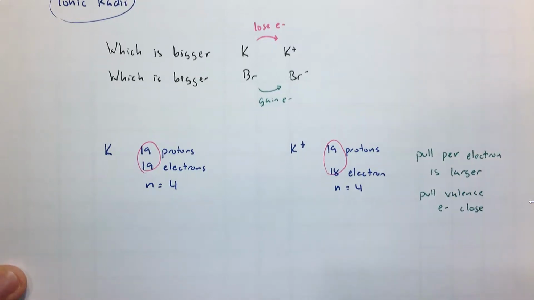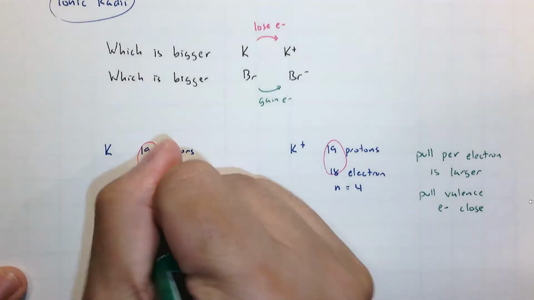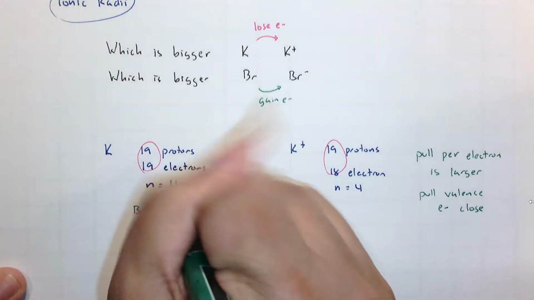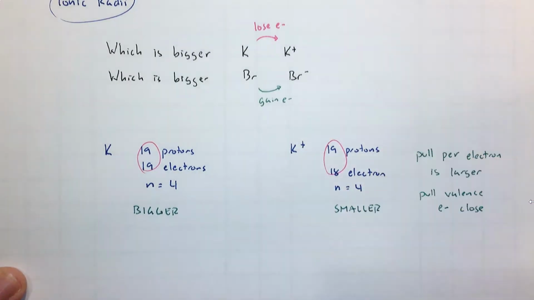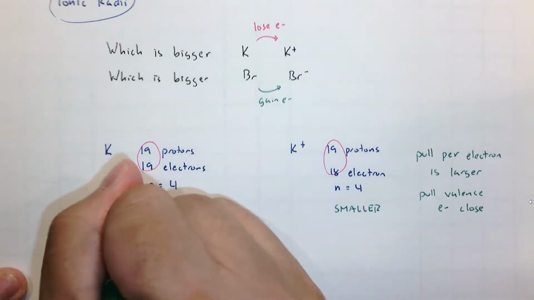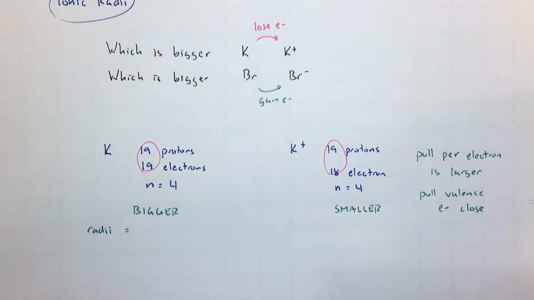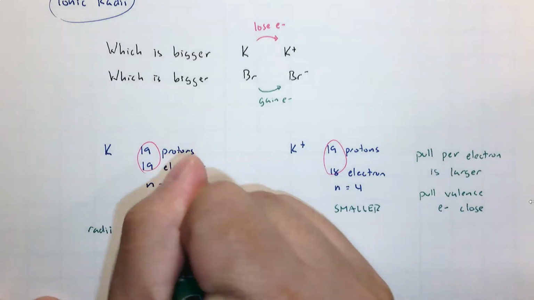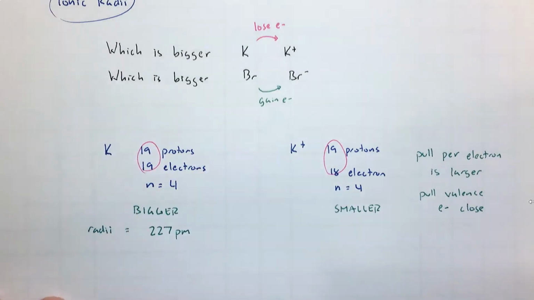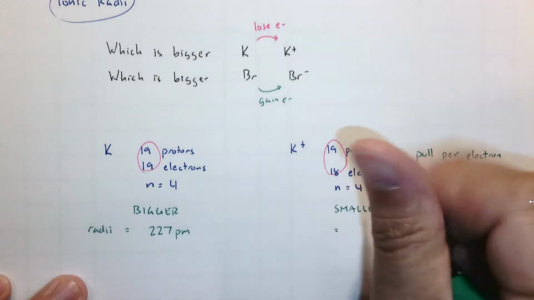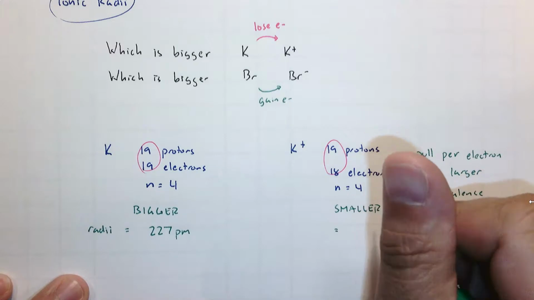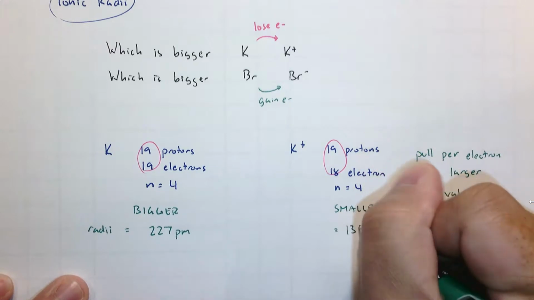Our conclusion should be that this is bigger and this is smaller. The radii, let me do this in green. The real data is this. The potassium neutral has a radii of 227 picometers, whereas the ion is 138 picometers.